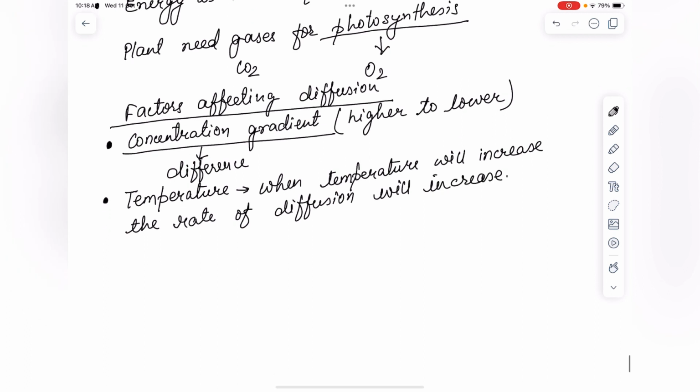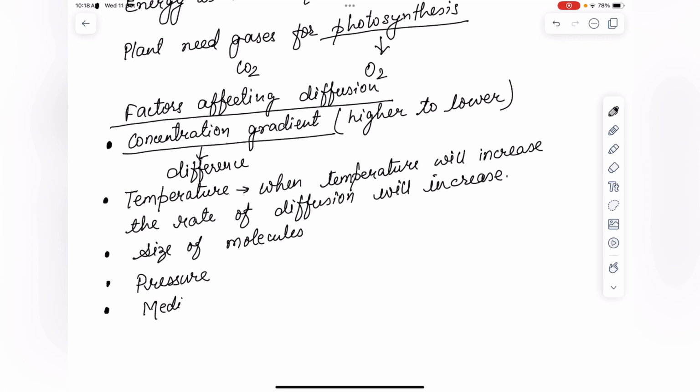And the third point will be the size of the molecules. When the size of the molecule is small, it will diffuse faster. Fourth will be pressure. When the pressure is high, the rate of diffusion will be high. And medium. Medium may be liquid or gaseous. It depends on that. So these are the factors on which diffusion depends.